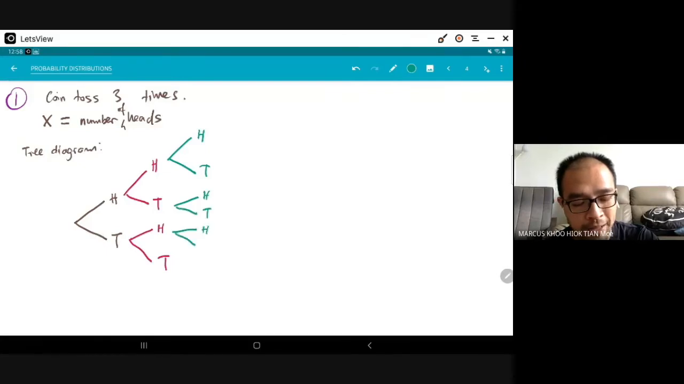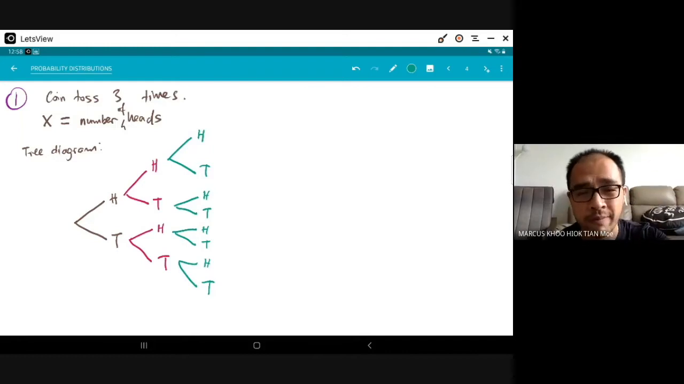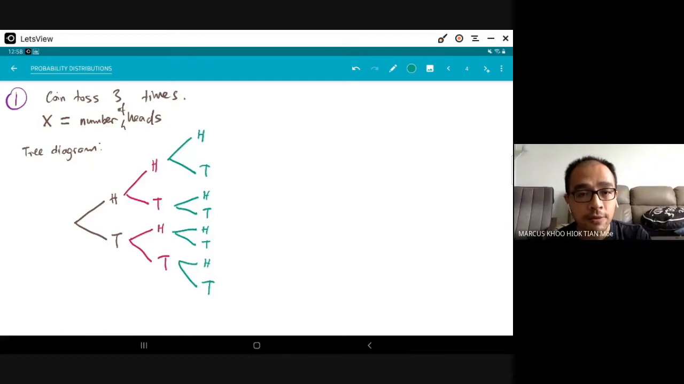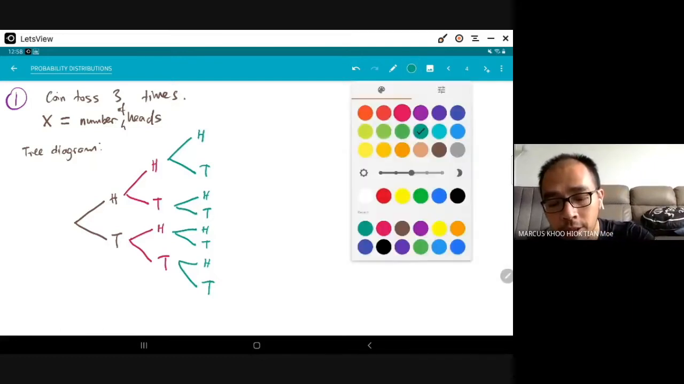Astaga, I have no more space already. Sorry. H and T. Okay, so what does this tree diagram mean? I hope that you have done this when you are doing maths with Cikgu Kok, because this is not something that I'm supposed to teach you. You're already supposed to know this. So what does this mean? Let's follow the path, kita ikut dia punya lintasan.